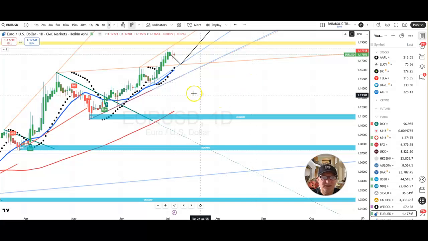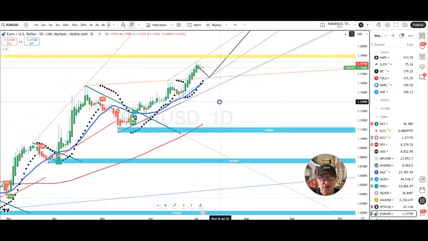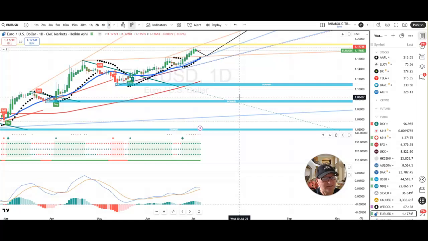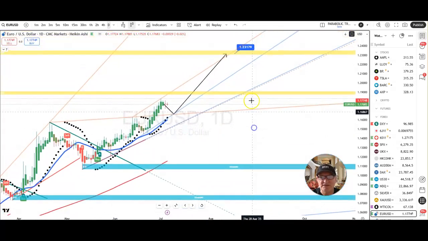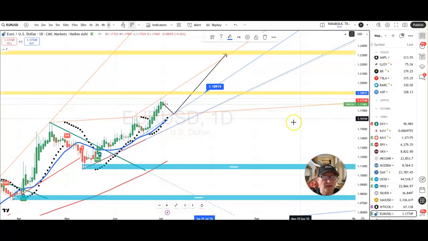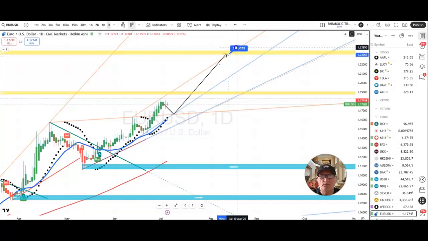Euro dollar is bullish. Are all the buys in? You bet your life. Do all the rules apply? You bet your life. And you're going to hold this position. Now there is a target here. Can you see that? 11891. I think it's going to break that. Might be wrong, but 123 is a much bigger number.